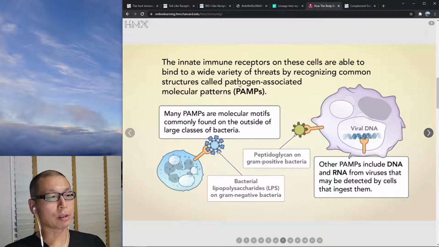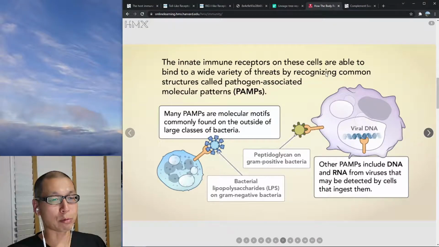They use a lot of immune receptors that recognize common structures called pathogen-associated molecular patterns. So, that's just a fancy word that says that there are certain patterns seen in viruses and in bacteria that we don't have in our own cells. And we have molecules that recognize these things. And these receptors are things like toll-like receptors.